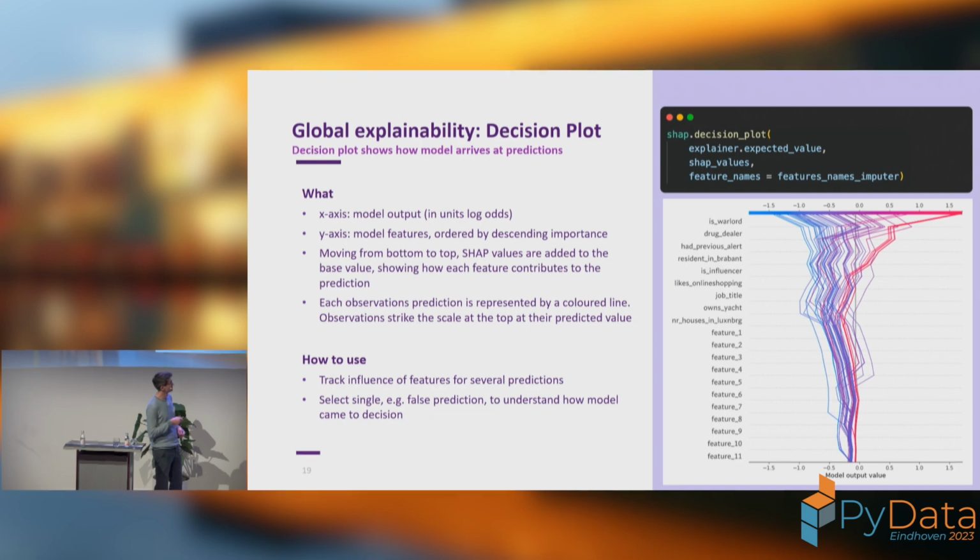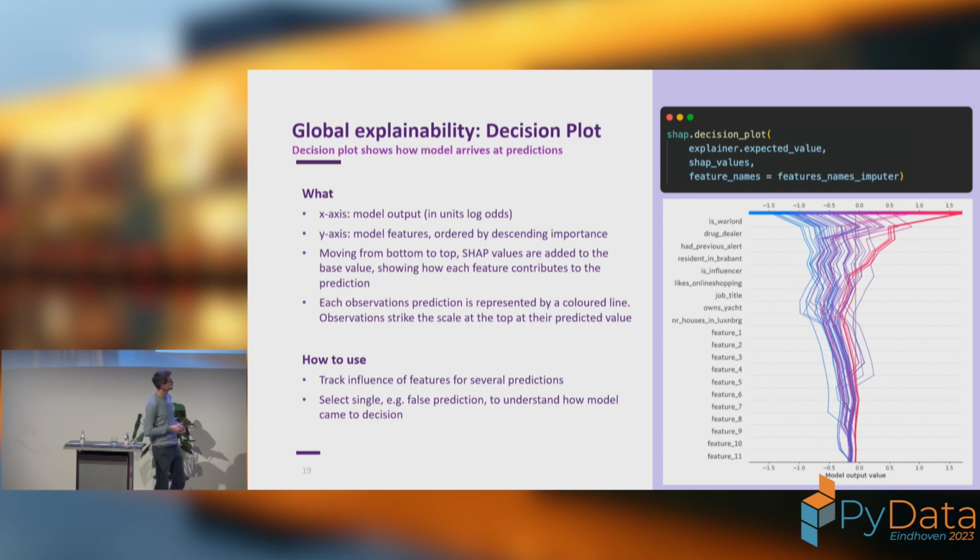The y-axis are the features. They're ordered from top to bottom in descending importance, so the most important ones at the top. And then if you follow a line, a single prediction, then at each feature, the SHAP value from this specific feature is added, and you arrive at the end, at the top, at the final model output. So what you can do is you can follow either single lines or a group of lines to understand how features influence this group of predictions. So for example, if we take this strain here, we can see that the final feature, the warlord one, pushes them all far to the right.